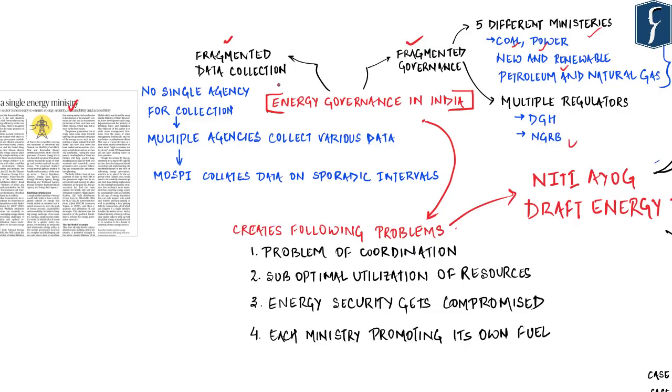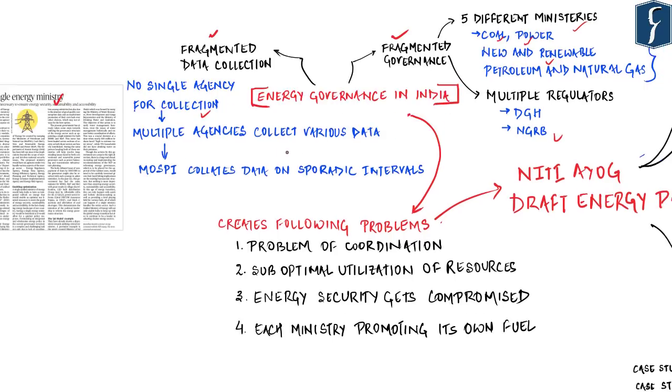Now, as far as the data collection is concerned, since we have five different ministries, there is no single agency for collection of data, and each ministry and department collects data which are relevant to their particular and specific sectors. Now, this leads to multiple agencies collecting various kinds of data. These data are collated by the Ministry of Statistics and Programme Implementation, but such collation is very sporadic and not periodical. Now, these two in combination lead to the following problems.